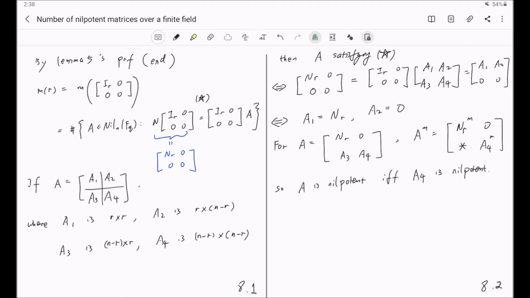That gives you the backward implication. I hope this is clear for you. You should have done such an exercise when you learned linear algebra. So A is nilpotent if and only if A4 is nilpotent.